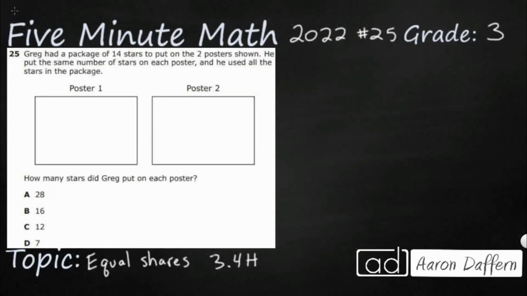Today we are looking at the third grade concept of equal shares. This is standard 3.4H in the great state of Texas, and we are using item number 25 off the 2022 released STAAR test. If you haven't done so already, please take a moment to pause the video, work this problem out on your own, unpause it, and we will look at our answers together.